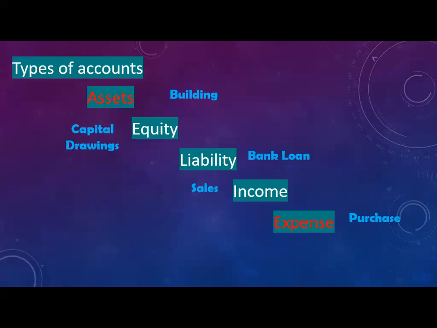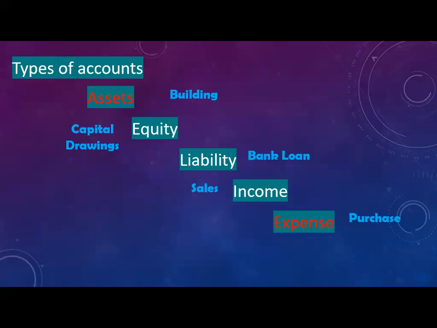So what are the types of account? If they ask you, say asset account, equity account, liability account, income account, expense account. Tell me again, everyone. Asset account, equity account, liability account, income account, expense account. So building account, capital account, drawings account. We add the word account after the particular thing. Bank loan account, sales account, purchase account. You understand? So what are the 5 types of account, everyone?